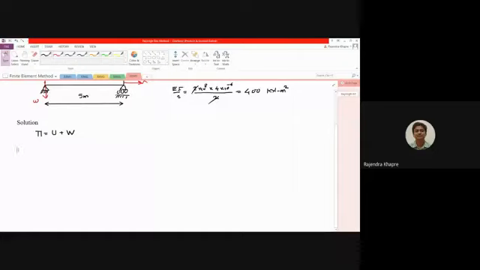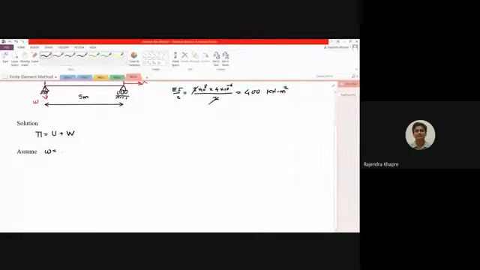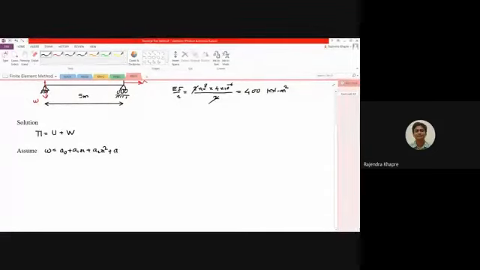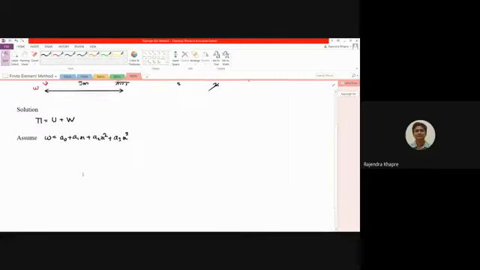Here I will say assume the displacement polynomial. Generally it is denoted by a small w. I am assuming this as a0 plus a1 into x plus a2 into x square plus a3 into x to the power 3. Since this is assumed, we don't know the values of a0, a1, a2 and a3.